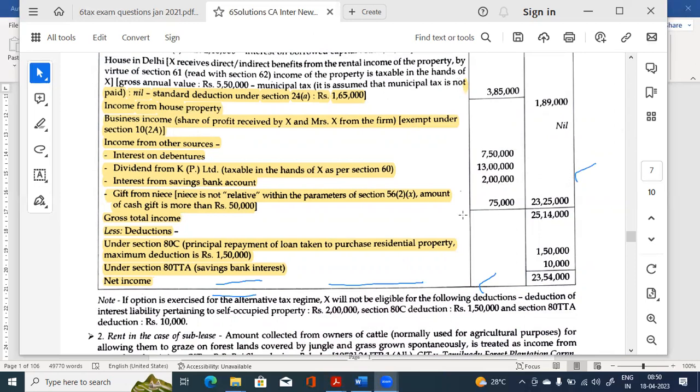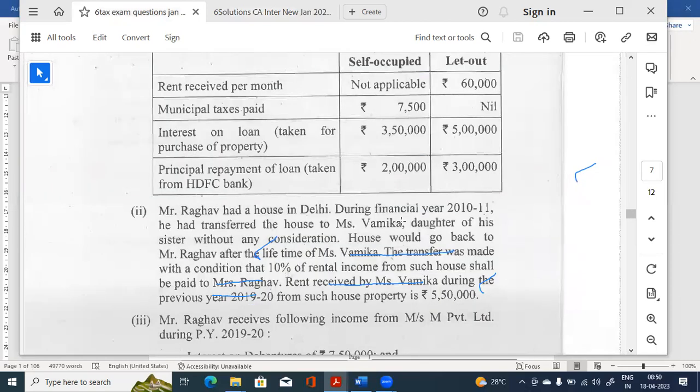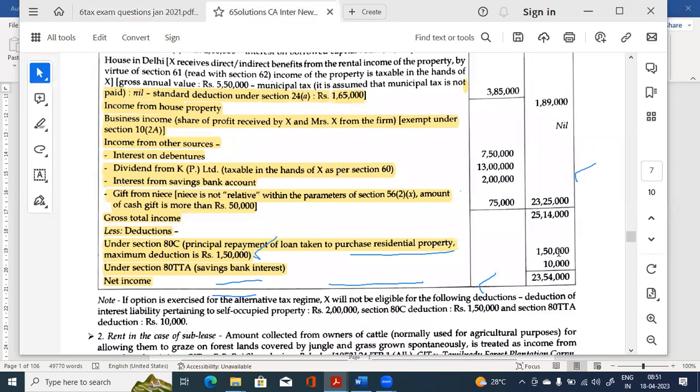So here, what are the deductions that are available? 80C, prepayment of residential property, limited to 1,50,000. How much has he paid? He has paid almost, if you look at the beginning, 2 lakh plus 3 lakh, 5 lakhs, but it is limited only to 1,50,000. Then 80TTA, on interest on savings account, since he is not a senior citizen, he will get 10,000.